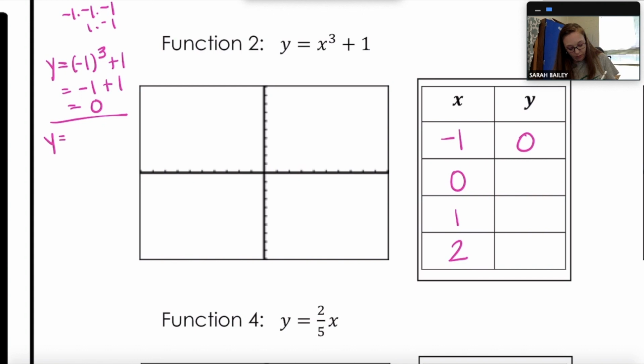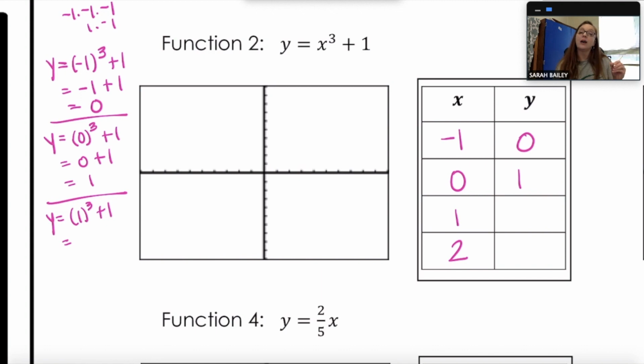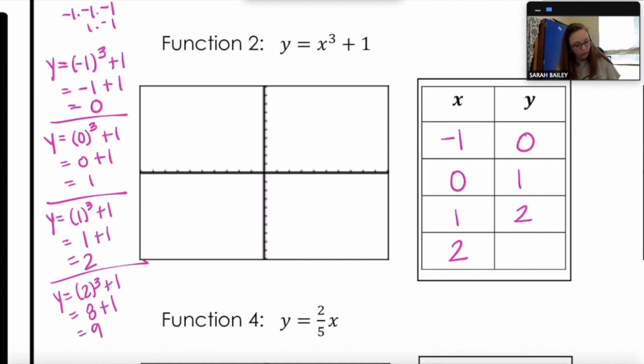Now let's try if I put a 0 in place of x. That'd be 0 cubed plus 1, which is 0 plus 1, or 1. What if I substitute a 1 in there? y equals 1 cubed plus 1. Well, 1 cubed is 1 times 1 times 1, which is 1. So 1 plus 1 is 2. We'll do it one more time. This time we'll do 2 cubed plus 1. 2 cubed is 2 times 2 times 2, which is 8. So that'd be 8 plus 1, which makes 9.